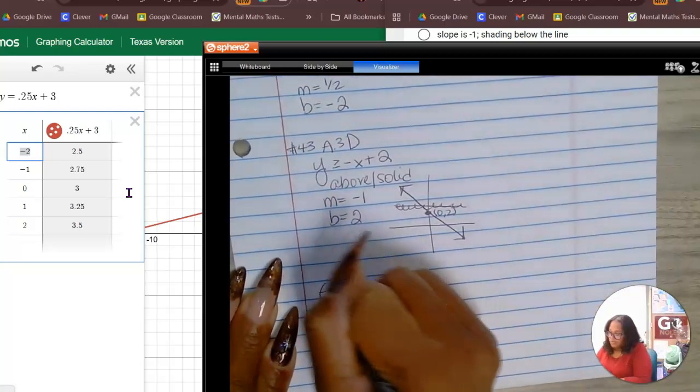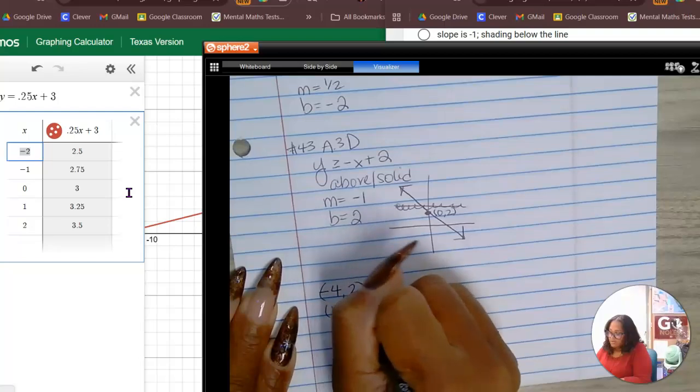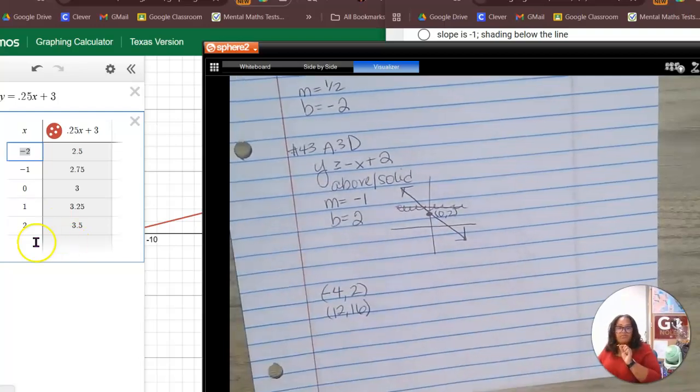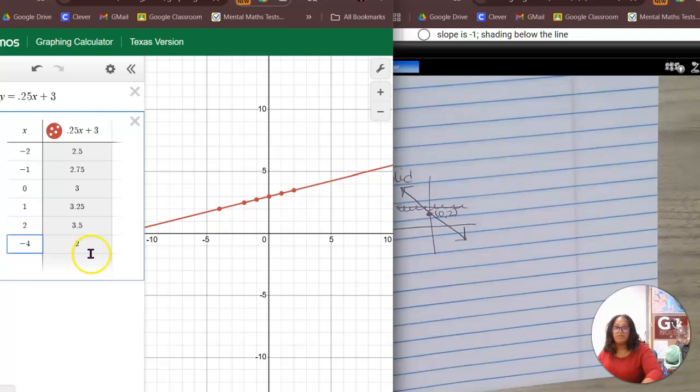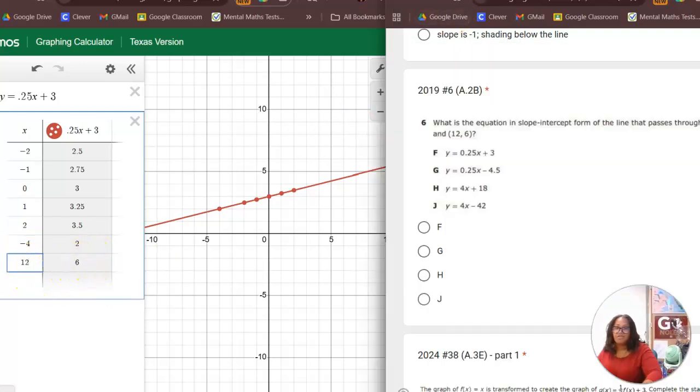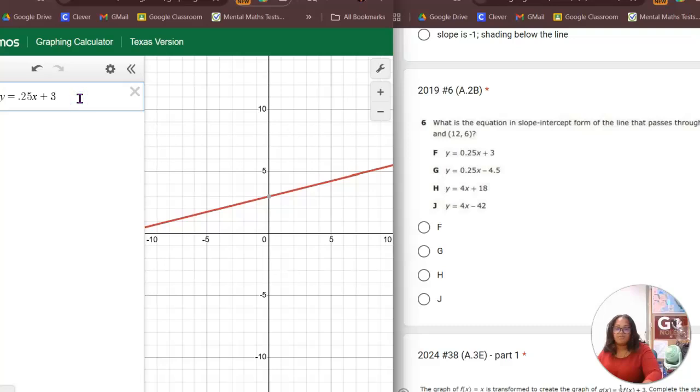-4, 2, 12, 16. So then go to this table, type in -4, 2 appears, and type in 12. That's not 12 and 16. So this one would be wrong. So change it to -4.5 as your y-intercept. Minus 4.5.